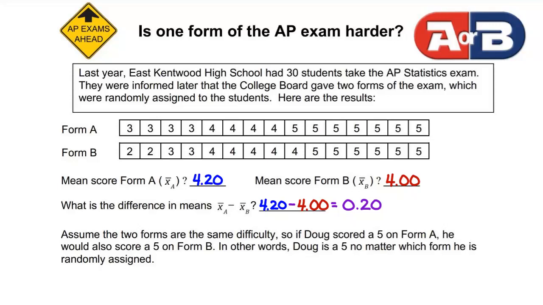So the idea is, if Doug scores a 5 on Form A, then he would have performed just as well on Form B. If he understands his statistics, it's not any more difficult on Form B than Form A. That's what we're going to start off by assuming.